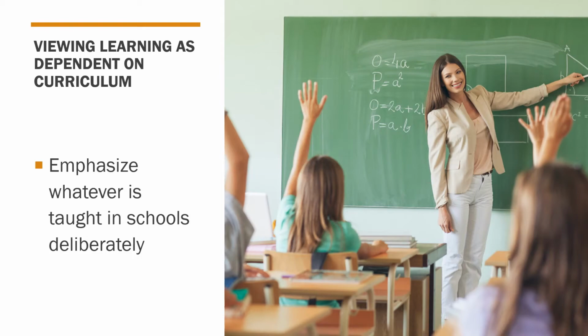First, we look at viewing learning as dependent on curriculum. This emphasizes whatever is taught in schools deliberately, both the official curriculum and the various behaviors and routines. Teachers equate learning with the major forms of academic achievements, especially language and mathematics, and to a lesser extent musical skill, physical coordination, or social sensitivity.